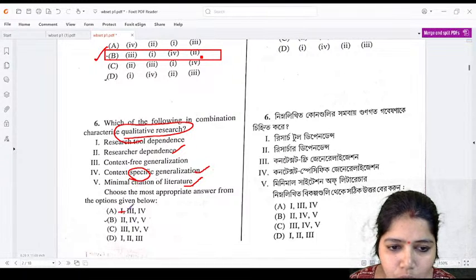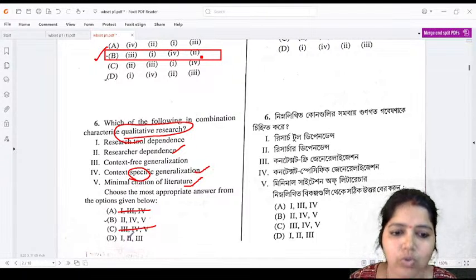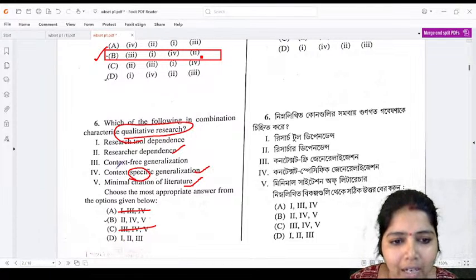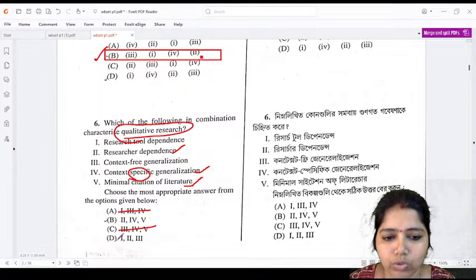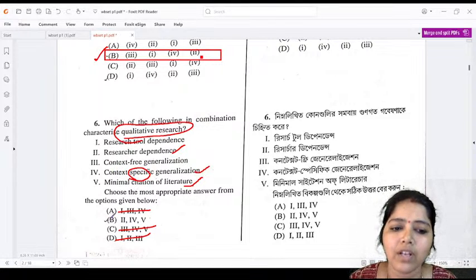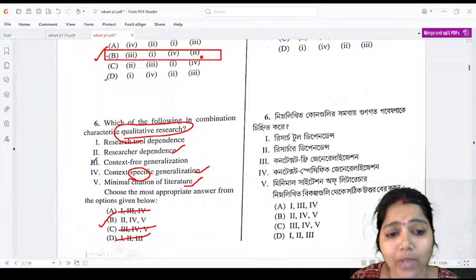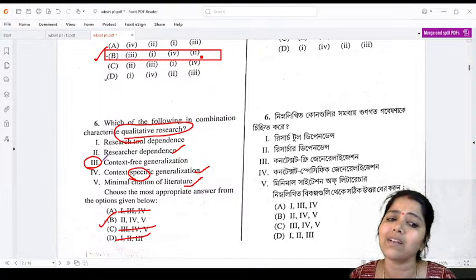Where there is no two, you can strike it out. We can strike these. Only these two are there. Definitely context-free generalization will be for quantitative data, so three will not be there. So we can eliminate it. So option B is the right answer. Actually, looking at this third option, we can eliminate things.